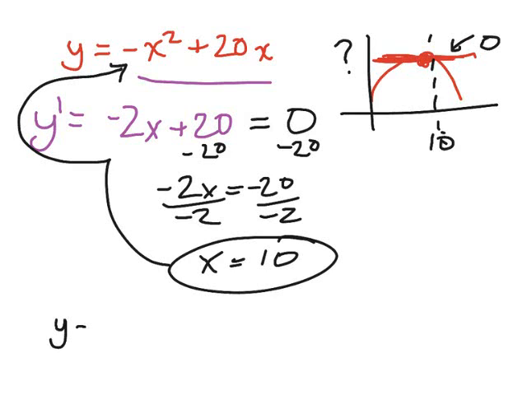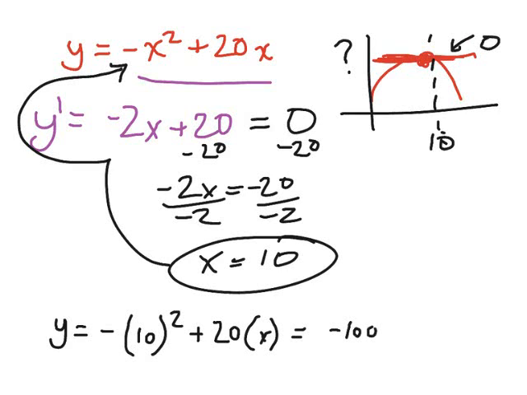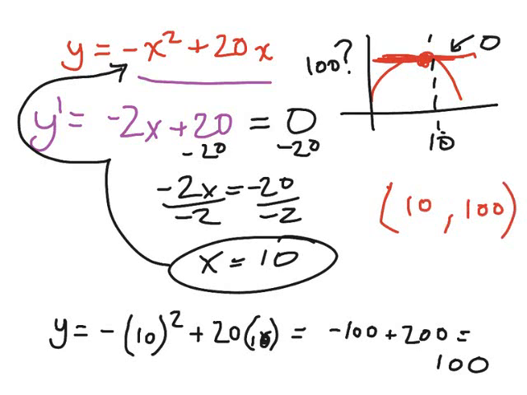So we get y equals negative, okay, we're going to do 10 squared plus 20 times 10. Alright, so 10 squared is 100, so we get negative 100 plus, I wrote x, should be 10, plus 200. Negative 100 plus 200 is 100. And so that means our point is 100 tall up there. So our maximum point is at the point 10, 100.